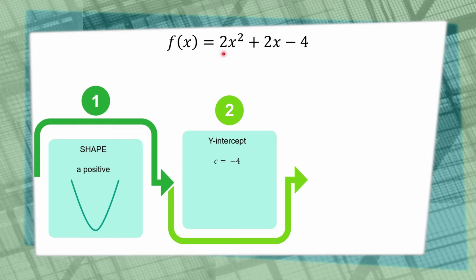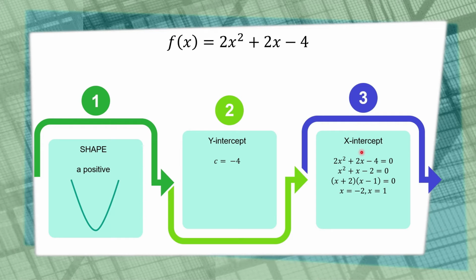So here 2 is the value of a, plus 2 is the value of b, and negative 4 is the value of c. So automatically we get the y-intercept of the function, c is equal to negative 4. And then the last one, we find the x-intercept of the function, in which we find the roots of the function. So we solve 2x squared plus 2x minus 4 is equal to 0. Always remember, in factorization of a quadratic equation, we have to write down the general form in the simplified form. So when we simplify, we get x squared plus x minus 2 is equal to 0. Then we factorize, which gives (x plus 2)(x minus 1) is equal to 0. So the roots will be negative 2 and 1.